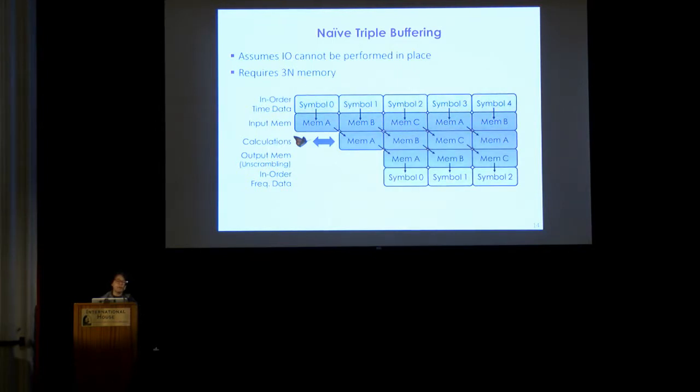You assume that I/O cannot be performed in place. And this will limit you in saying that, okay, maybe you need a 3N memory design if you wanted to support memory-based FFTs. So your first symbol goes in memory A, it's then calculated on, and then the output gets output, and it requires 3 memories to keep the pipeline going.